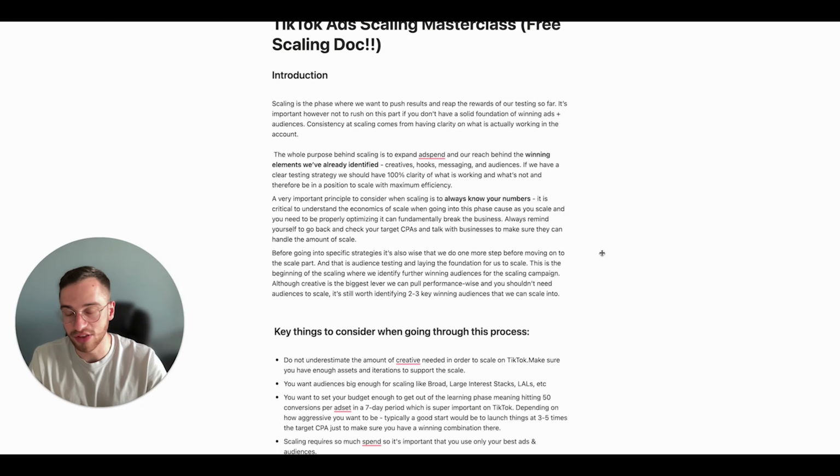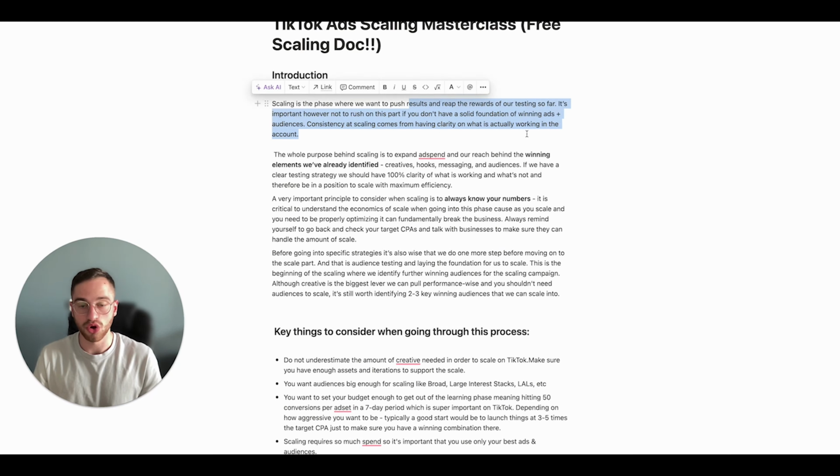So, introduction. I want to go just quickly. I know you want to jump into the good stuff here, but it's very important that we are clear on when you need to scale, because I know for myself, I get so excited to scale, but in order to scale, we need to have some proper foundations. Scaling is basically the phase where we want to push results and reap the rewards of our testing. So it's so important not to rush to this part.